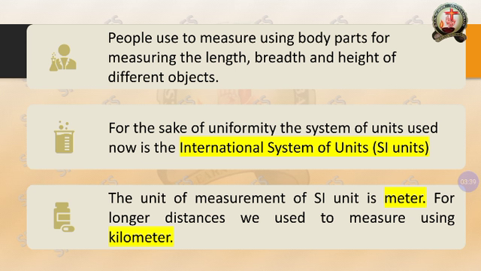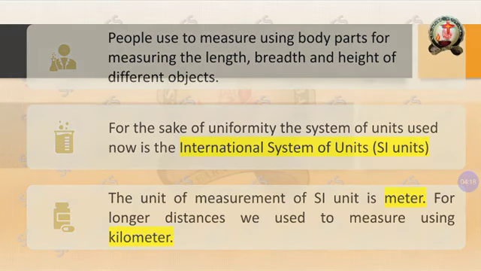Then for the sake of uniformity, what was brought? We brought a standard system of units. We denote it as the International System of Units, also known as SI units. The common unit of measurement in SI units is meter. For longer distances we need to measure using kilometer. So these units will vary according to the measurement which you are doing.